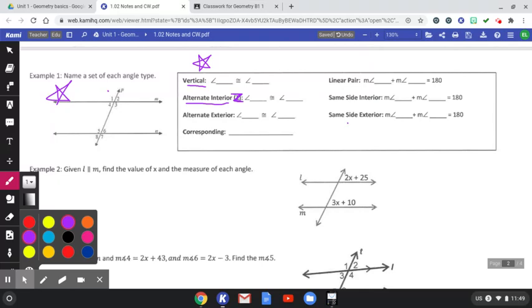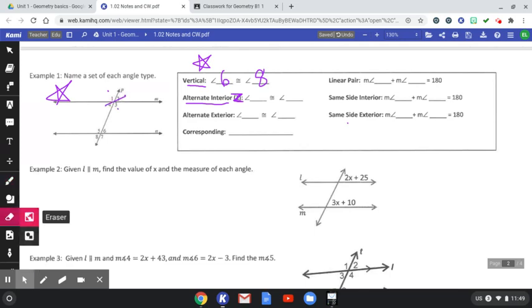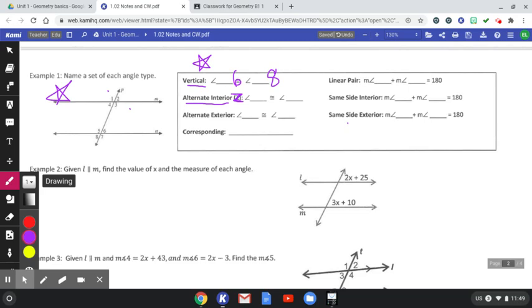So a set of vertical angles might be angles 6 and 8. Could also be 2 and 4, 1 and 3. Okay, so there's multiple options to put on that line there. Moving down to alternate interior angles. So alternate interior is inside our parallel lines. So the numbers inside are 3, 4, 5, and 6, and then opposite sides. So 3 is alternate interior with 5.